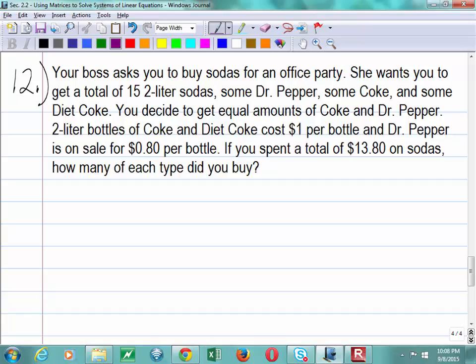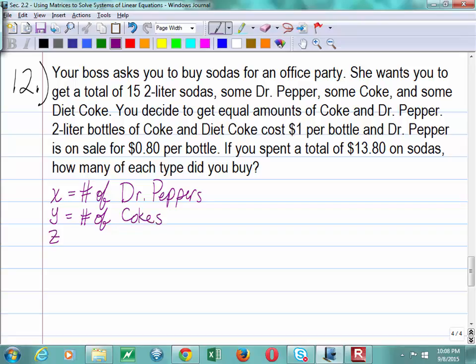Okay, so first of all, we need to define the variables. So let's say X equals the number of Dr. Peppers, Y equals number of Cokes, and Z equals number of Diet Cokes. Okay, so then we're going to write down our system of equations.